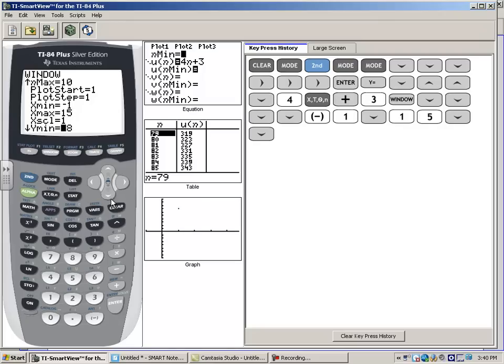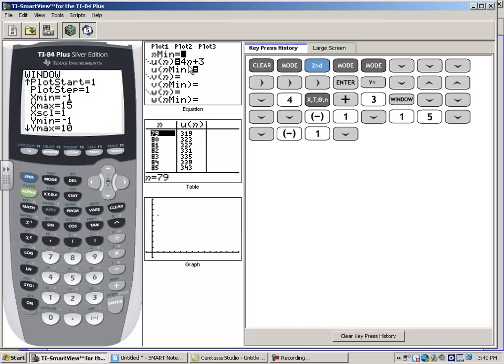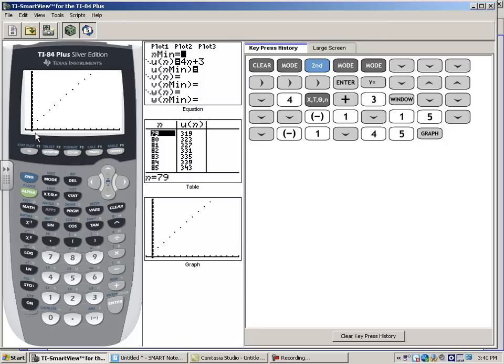And then my y minimum is negative 1. My y maximum is going to be, what happens if we plug in 10 for n? We're going to get 43, so I'm going to need to see all the way up to at least 45. And I can actually graph a sequence. And you can see that the sequence is only defined for those natural numbers. And so we have a graph of the sequence.